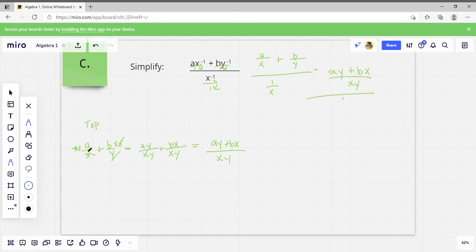And all that is over 1 over x. Then we flip this bottom. Okay, here we can cancel the x's. So we're going to have ay plus bx over, the only thing left down here is y. And that's the answer to C.